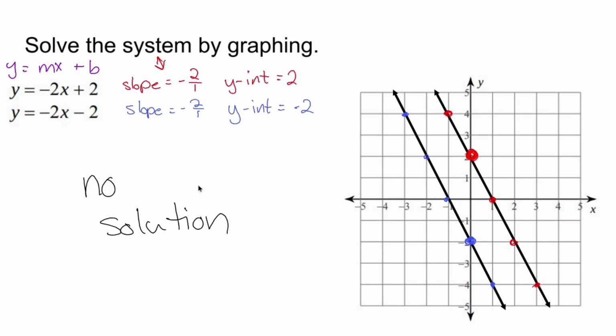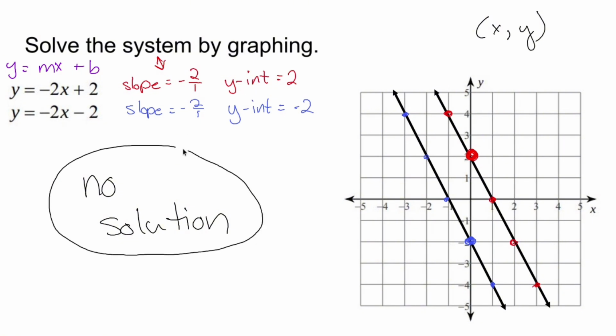And what that means is usually when you have a system of equations by graphing, you're supposed to get a point. You're supposed to get an xy value. And that xy value would say if I plug in the x value into both of these and the y value into both of these, it's going to make both of these work. Well, there is no point that's going to make both of these work, which means I have no solution.